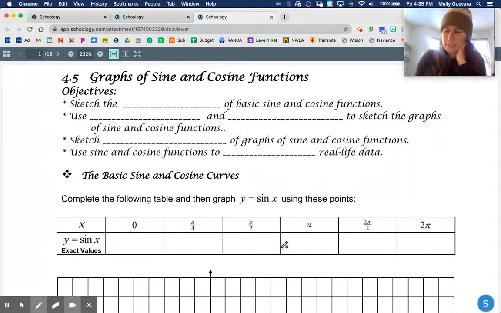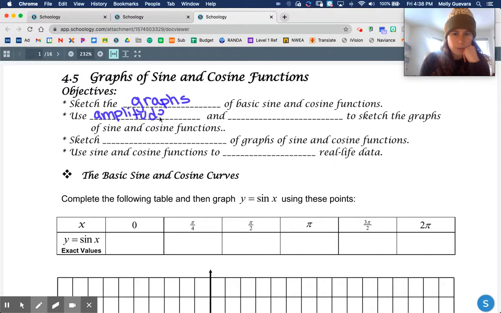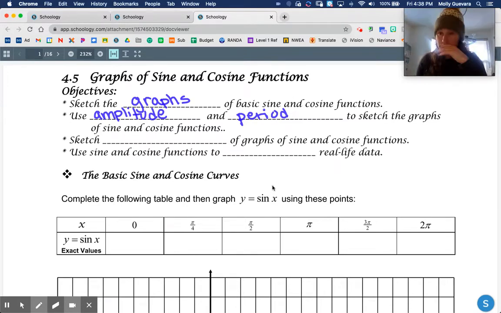So we have 4 objectives today. The first one is to sketch the graphs of basic sine and cosine functions. So we're going to look at the unit circle and try to come up with some points here. Then we're going to use amplitude and period to sketch the graphs of sine and cosine functions. So amplitude is how far, like up and down, it goes. And then period is how long does it take to go from start to finish.